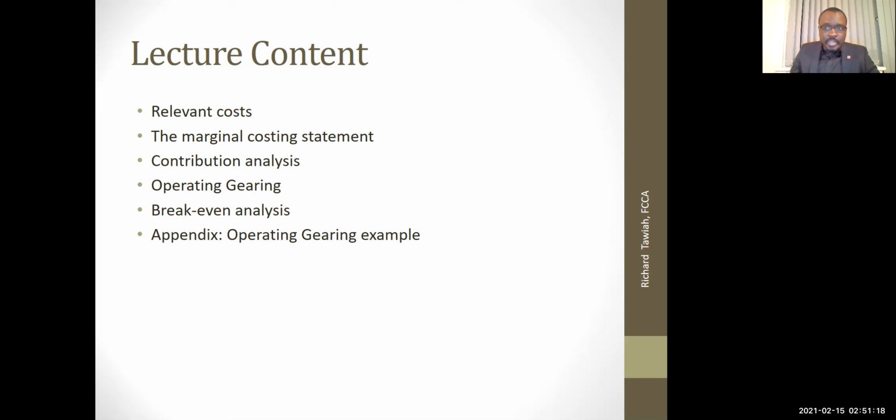So we're looking at relevant costs. These are things we looked at during our tutorials, but we're looking at it again, just a quick overview. And then we construct a marginal costing statement, after which we'll look at a contribution analysis in terms of limiting factor and contribution per unit. And then we'll look at operating gearing. US books will say operating leverage, the same terminology, okay? And then we'll look at a break-even analysis and then an operating gearing example, a typical example of an operating gearing scenario.